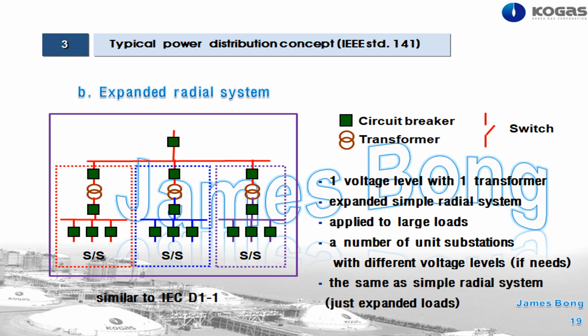Expanded radial system. This is just to enlarge the simple radial system into its internal unit substations. This is also similar to IEC D1-1 and 2. This has one incoming line, but it has internal unit substations. This system can take the same voltage level with the same transformers or take different voltage levels with different transformation ratio transformers. In this case, SCADA is more complicated than the simple radial system.